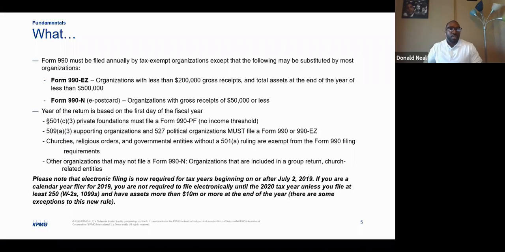990 fundamentals. As we all know, in regards to filing the Form 990, if you have to do a 990 EZ, it's organizations with less than $200,000 in gross receipts and total assets at the end of the year that are less than $500,000. If you happen to file a 990N, typically your gross receipts are $50,000 or less. The year of the return is based on the first day of the fiscal year. If you're a 501(c)(3) private foundation, you must file a 990-PF, and there's no income threshold.